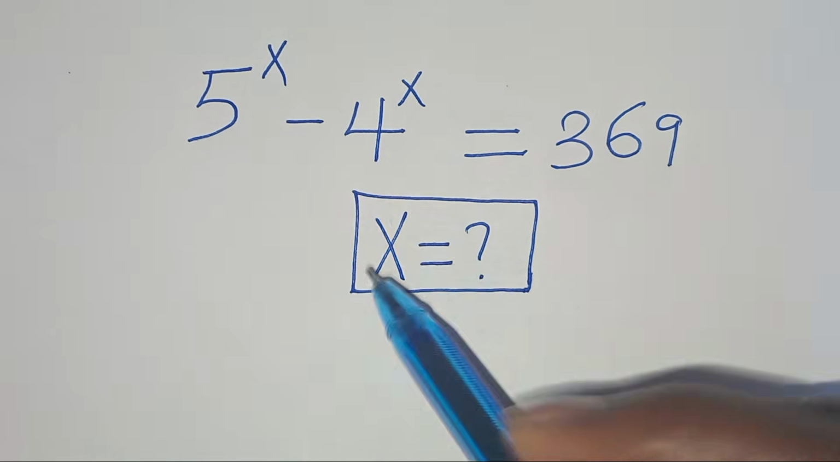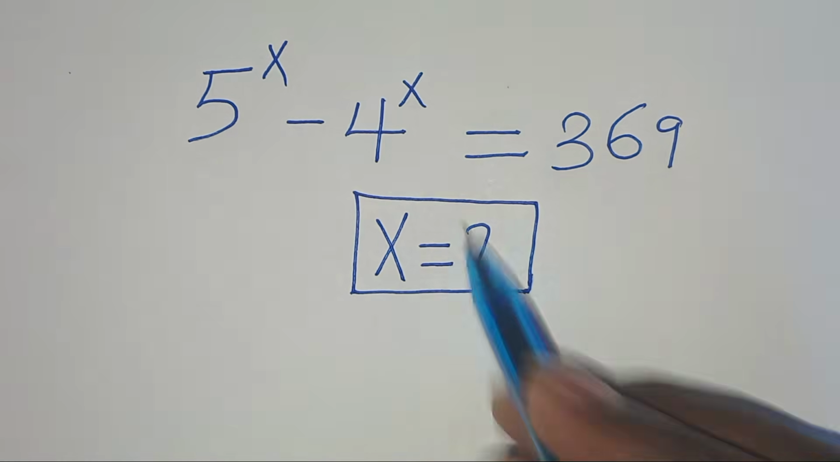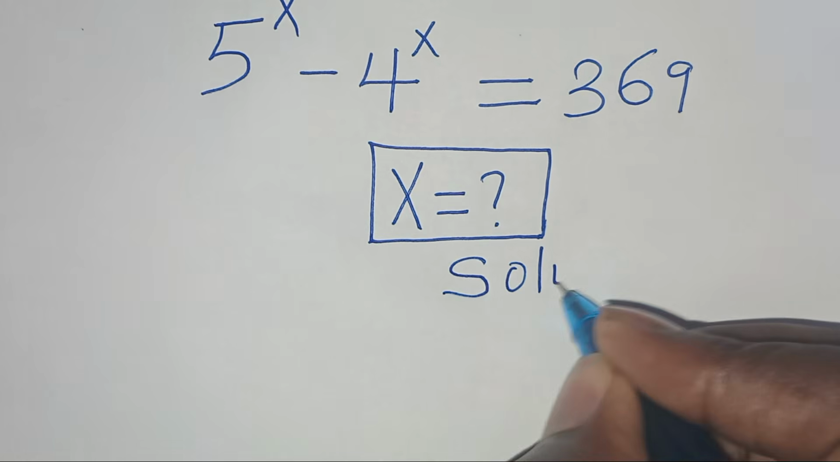5 to the power of x minus 4 to the power of x is equal to 369. So what is the value of x? Now let's provide a solution from here.